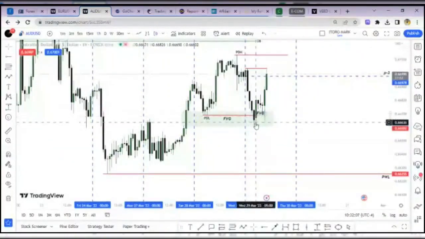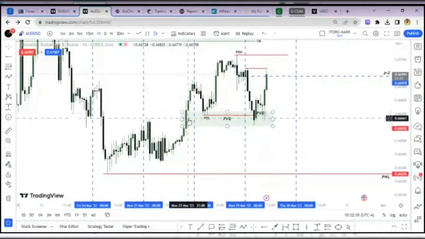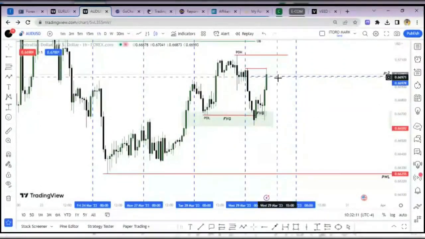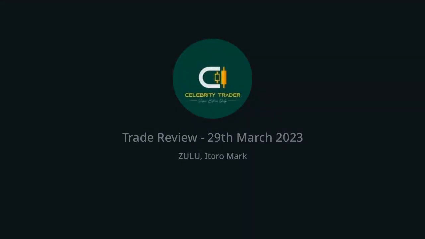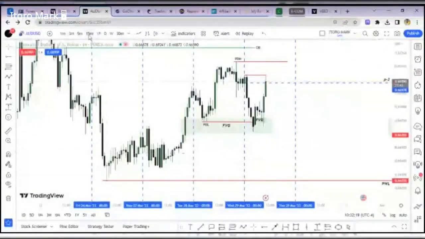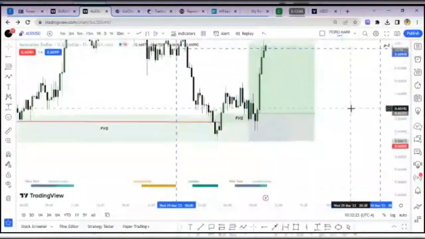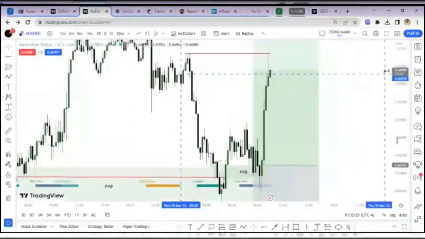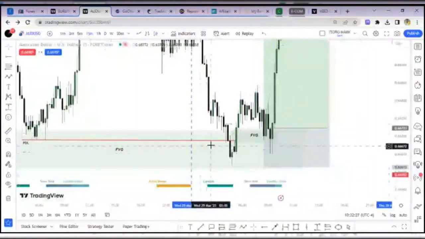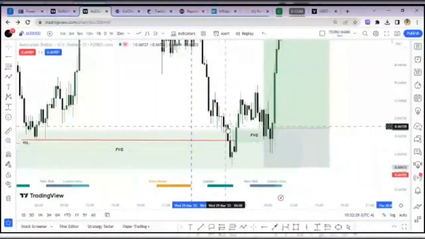So when price grabbed this previous day low inside this fair value gap, what did I mark out? I marked out previous day high. So that was the previous day high. And then going into the 15-minute time frame, what did I see after the grab of liquidity? This is the break of market structure.